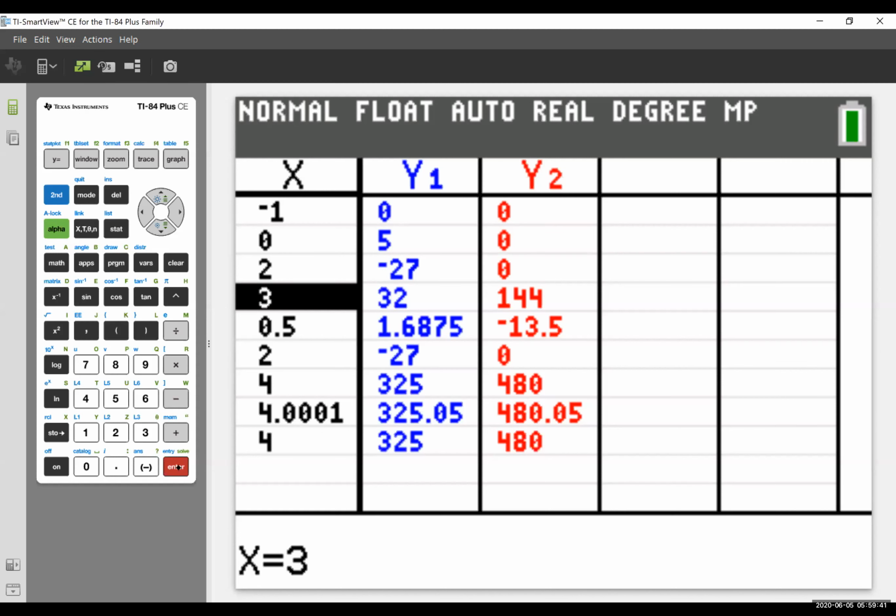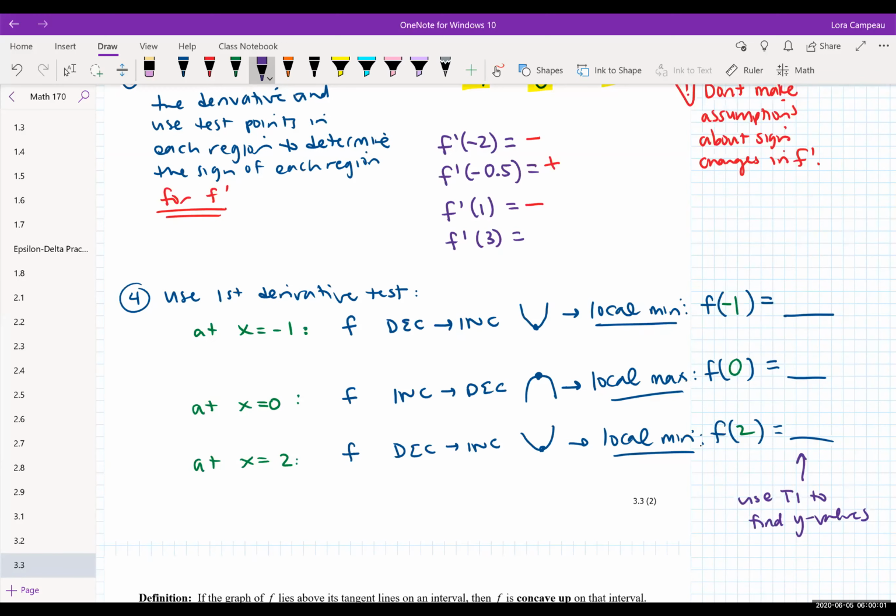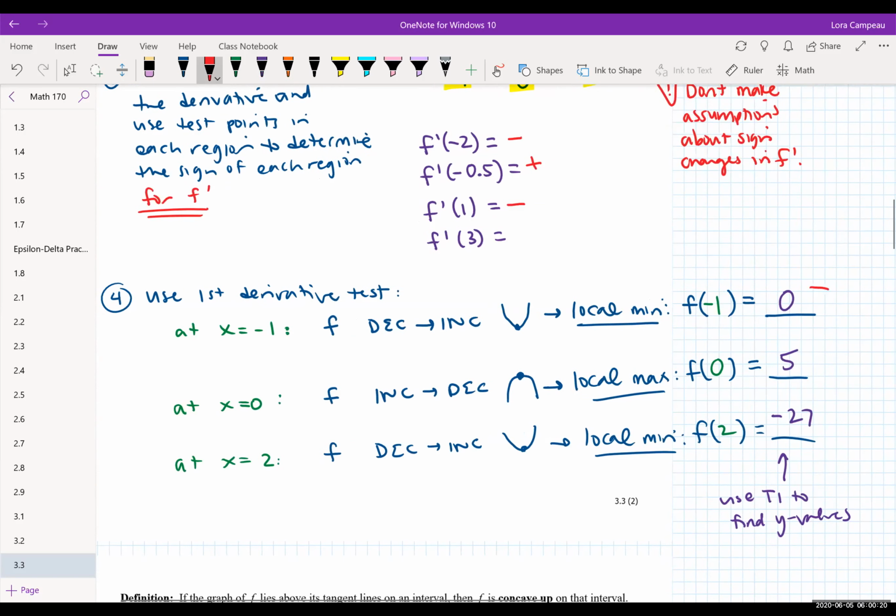And now you just take your y values. So let's write those in. You take a snapshot or write them right down. I'm going to switch back. And now we have the actual location of our local extrema. So we should have the function evaluated at -1 happen to be 0. The function evaluated at 0 happened to be 5. And the function evaluated at 2 is actually -27. So this right here, we just found our local extrema.